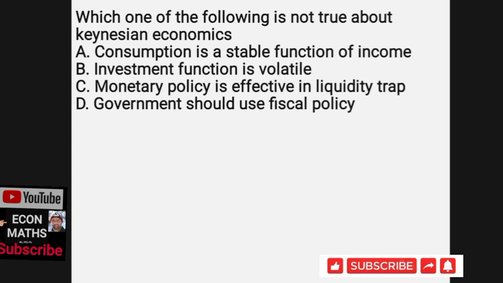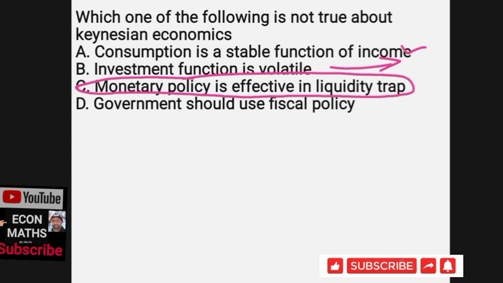Next question was, which of the following is not true about the Keynesian economics? First, consumption is a stable function of income. Yes, from the consumption function rule, this is true. Investment function is volatile. Yes, we know investment is a function of the rate of interest, so this is volatile. Monetary policy is effective in liquidity trap. No, this is not the proposition of the Keynesian economists. They say fiscal policy is effective in liquidity trap, not monetary policy.